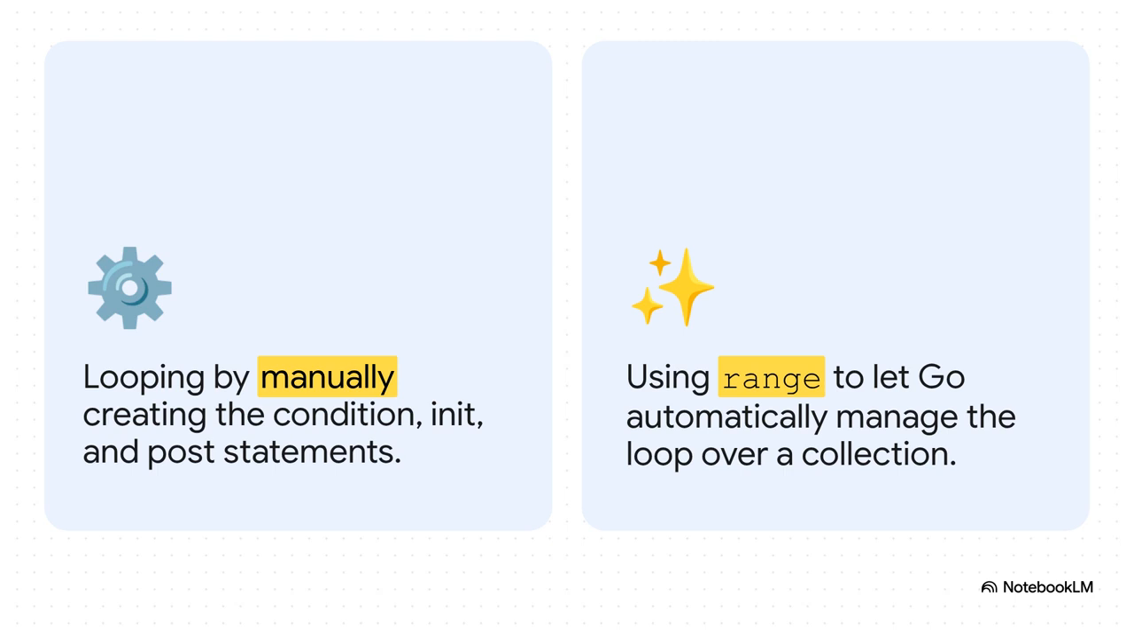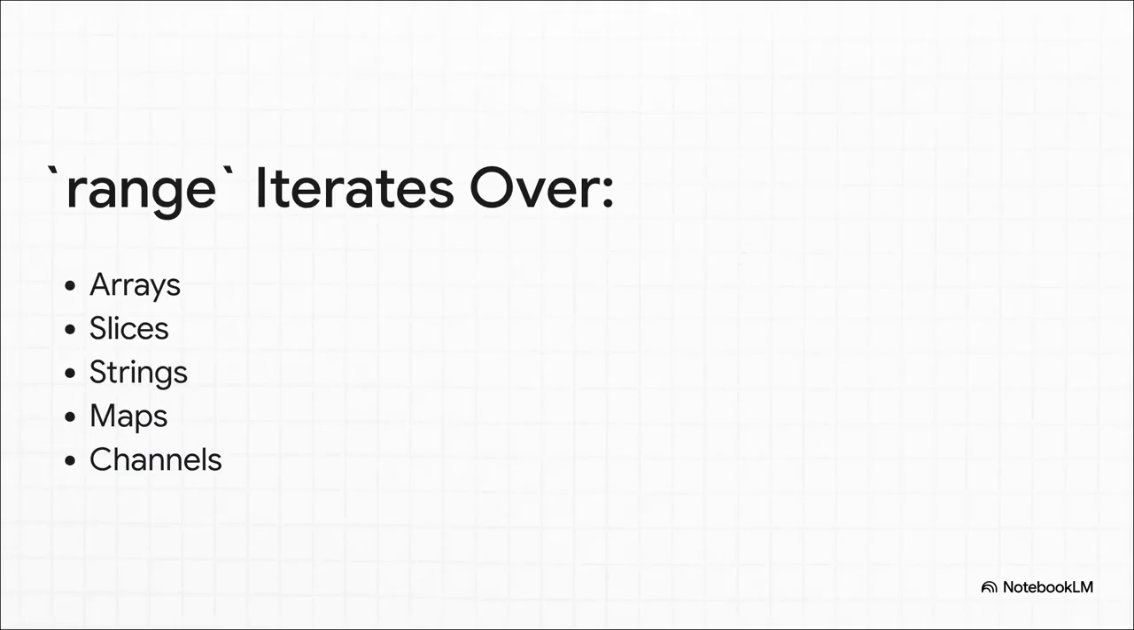But then look at the right. The range keyword is just so much cleaner, so much easier to read. It basically just says what you mean: hey, I want to go over everything in this collection. And the real power of range is just how versatile it is. It's not just for slices. It's your one-stop shop for iterating over arrays, strings, maps, and even for pulling values out of channels.